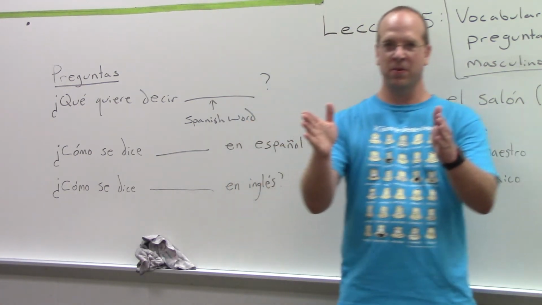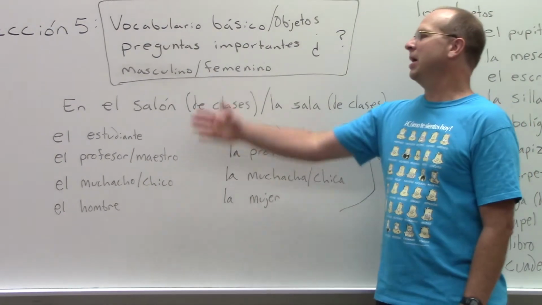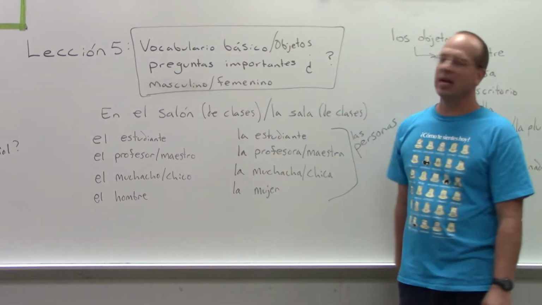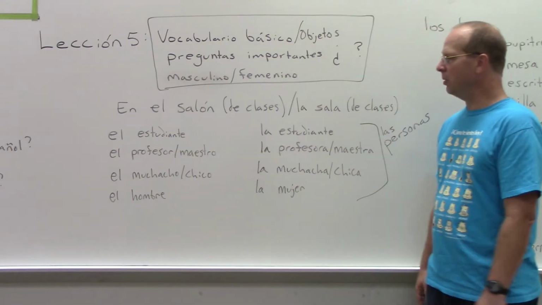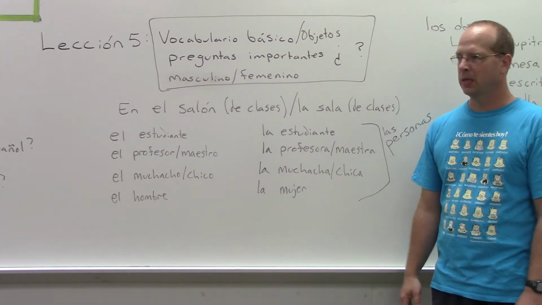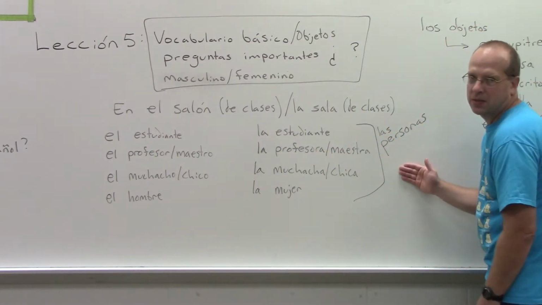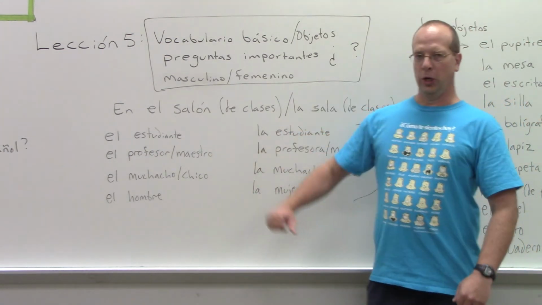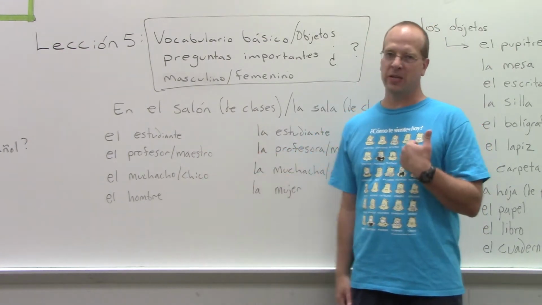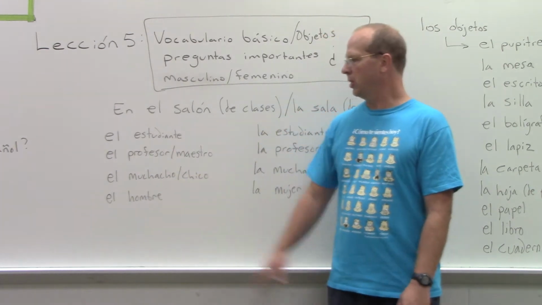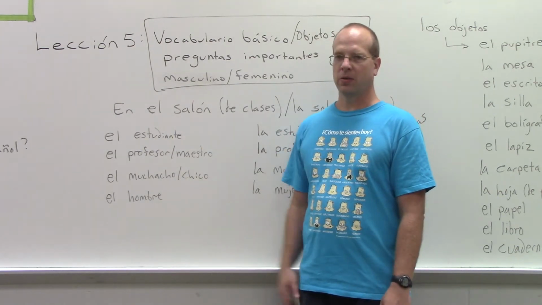Okay, we're panning over. Follow me. All right, here we go. El salón, or in el salón de clases. In some countries they say en la sala, or la sala de clases. Well, what do you find in la sala de clases? Lots of things. But let's start with las personas. Las personas. Well, we have el estudiante, el profesor, or el maestro, same thing, el muchacho, el chico, el hombre. Okay? All that's masculine. We're going to talk about that in a second.